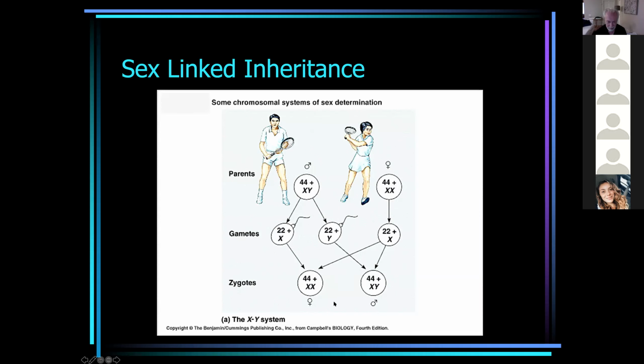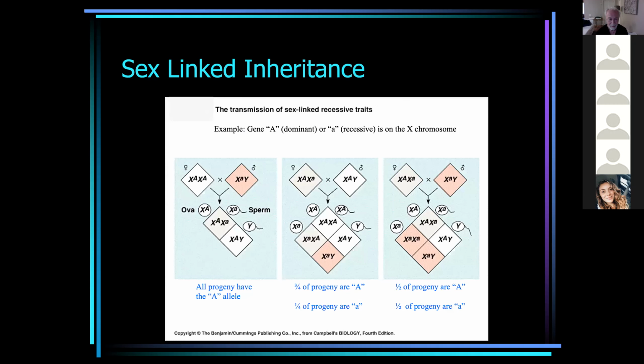And this is how we get half boys and half girls in the population, because at random, if an egg, which will be X, is fertilized by a sperm that is X, that's going to be an XX female. On the other hand, if an egg, which is X, is fertilized by a sperm that's Y, that's going to be an XY male. So you can get different outcomes depending on the genotypes that you're looking at.